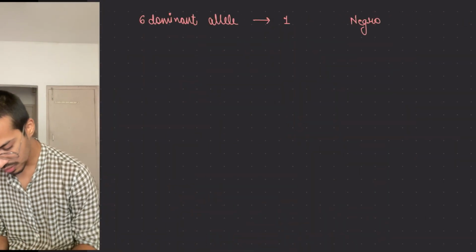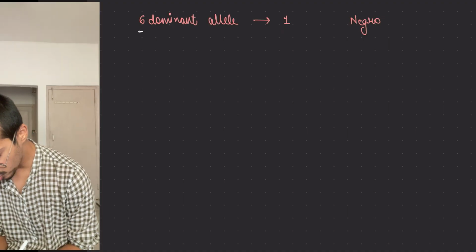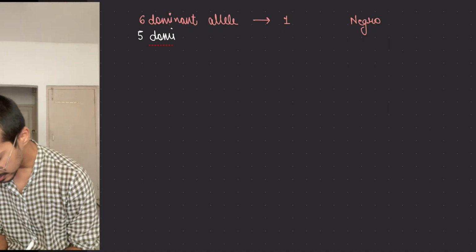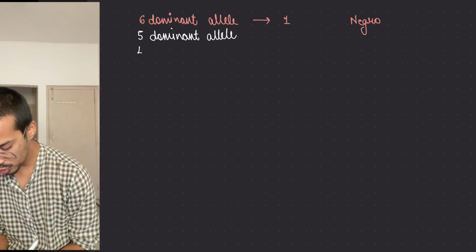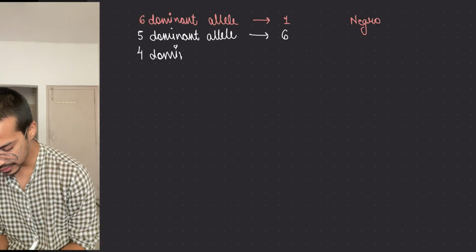So next come the 5 dominant alleles, because the maximum can be 6 only. All of them are capital, right? So 5 dominant alleles. Same, if you have to find them, 6 would be there. Then 4 dominant alleles.